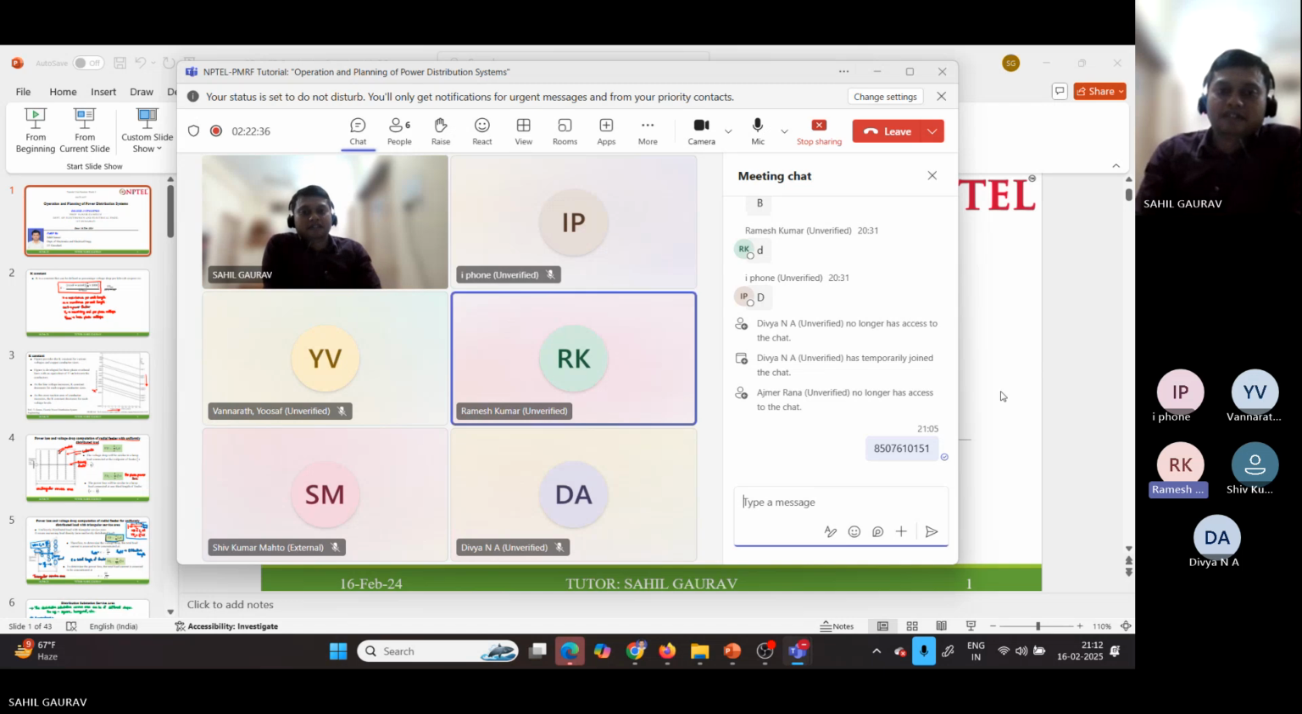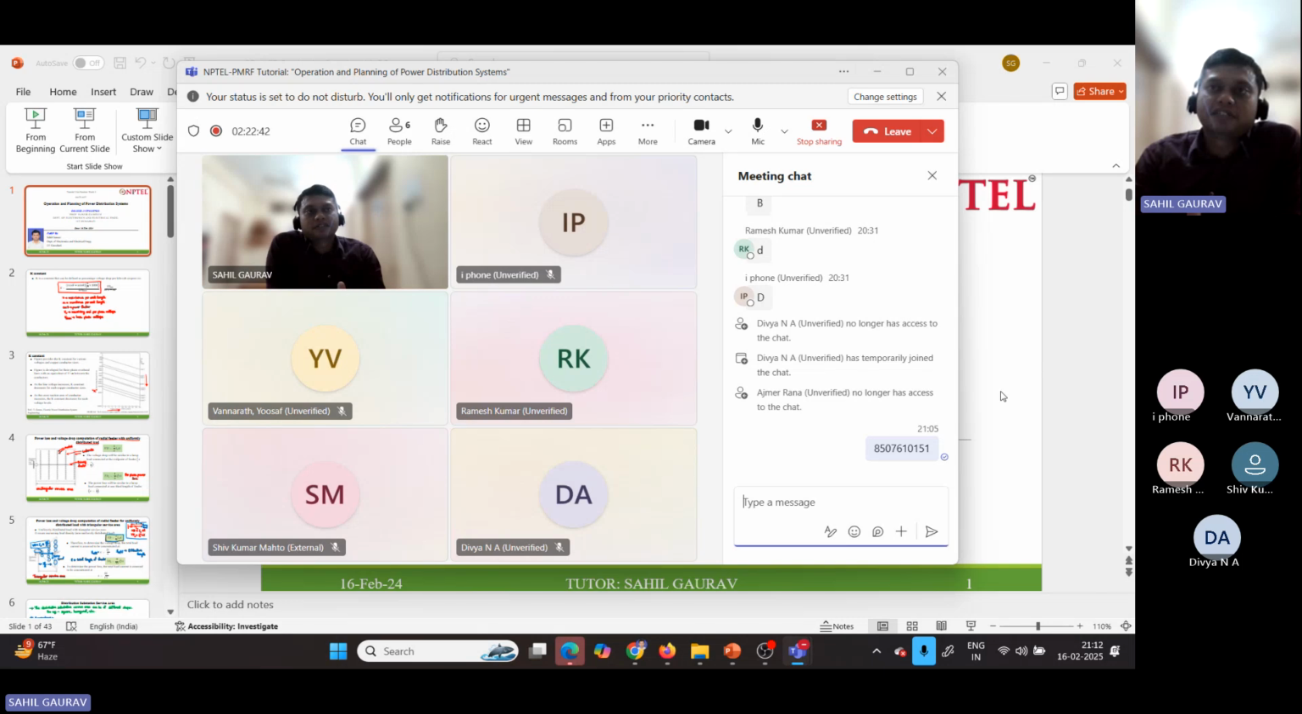What are the membership charges, sir? It is in dollars, it depends, like $15 or $20 sometimes. I have taken society memberships: Power and Energy Society, Industrial Electronics Society, and Industry Applications Society, along with the IEEE membership. For all of them it costs almost 4,500 rupees each year. I am paying around 4,500 in INR.